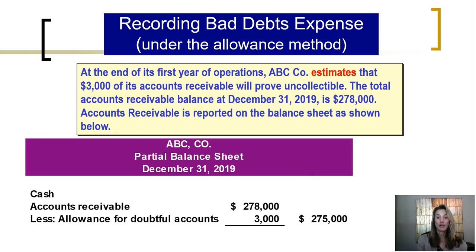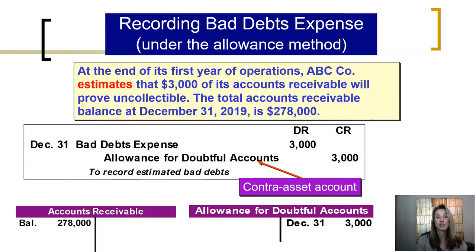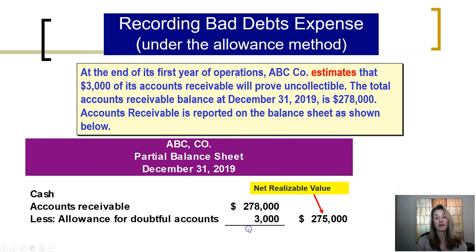When we look at the reporting on the balance sheet, we will see that accounts receivable of $278,000 is reported, but right along with it is its contra account balance, $3,000, which offsets the asset's value. That means that the net realizable value, or the true amount that we expect our receivables to be worth, is $275,000. If we had not recorded this adjusting entry for bad debt expense, we would have been missing $3,000 of expense for the year 2019, and we would overstate the value of our asset, accounts receivable, by $3,000.